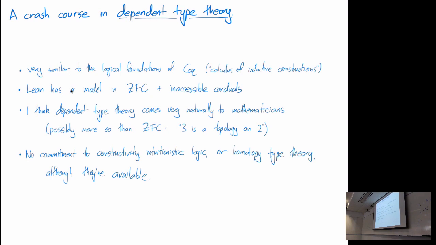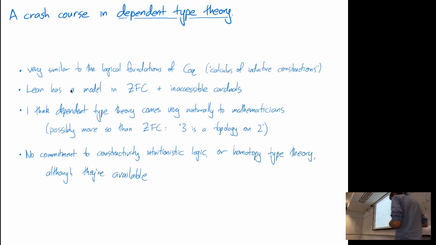Coq has essentially identical logical foundations. The way they handle universes is slightly different, but otherwise it's the same version of dependent type theory. And the rules for these inductive constructions is called the calculus of inductive constructions, which from a user's point of view, you can completely ignore, just like we ignore ZFC all the time as mathematicians. I don't think I've actually ever seen the axioms of ZFC written down, and I have no desire to. I have been told that the logical foundations of Lean do have a model in ZFC plus some number of inaccessible cardinals. Don't quote me on what the number is.